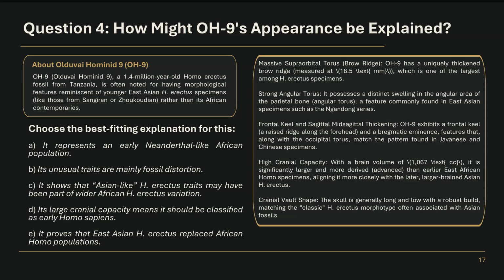OH9's African locality and East Asian-like cranial morphology complicate simple regional categories. At present, the most parsimonious explanation is that these traits were not restricted to Asian populations, but occurred within the wider morphological range of Homo erectus by approximately 1.4 million years ago. The fossil's massive supraorbital torus, angular torus, frontal keel, mid-sagittal thickening, high cranial capacity, and long low vault all fit within the broader Homo erectus pattern. These, combined with the age and location of the fossil, support the most parsimonious solution as being intraspecific variation.